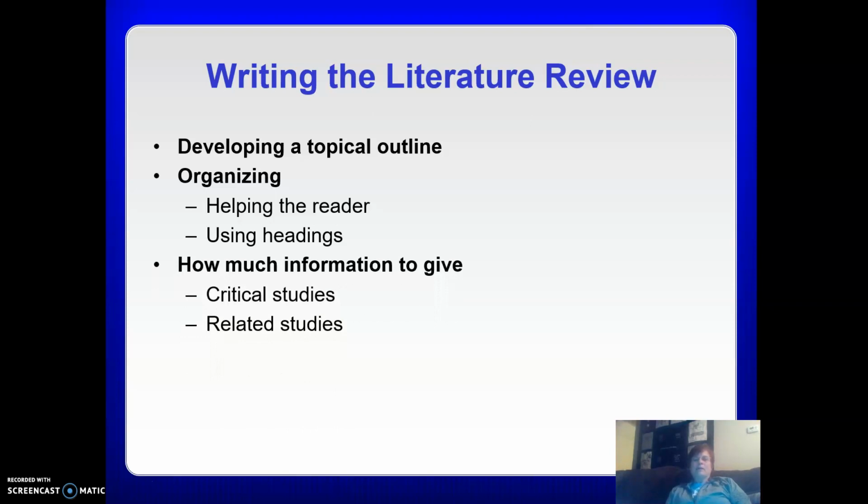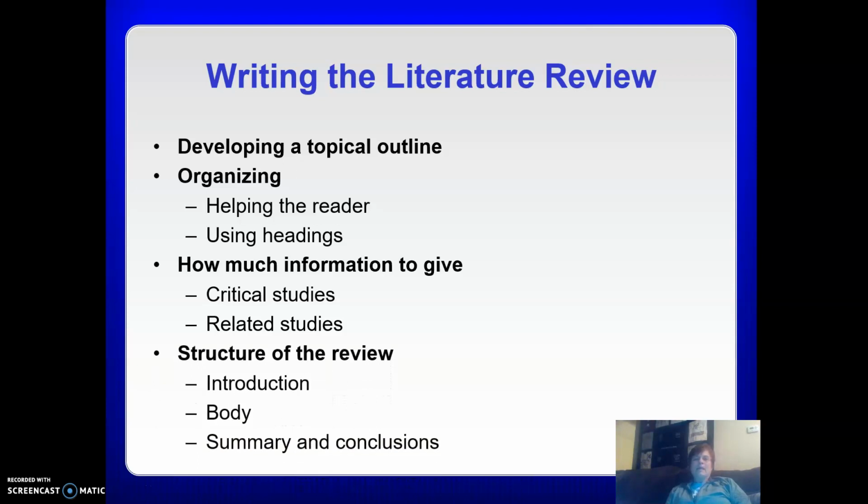You have to decide how much information you are going to give. So again, try to identify the critical, the historic, the landmark studies that have been done in that area, and then other related studies that would help. As you write your review for the final paper, you would have your introduction, the body of your review, and then summary and conclusions.